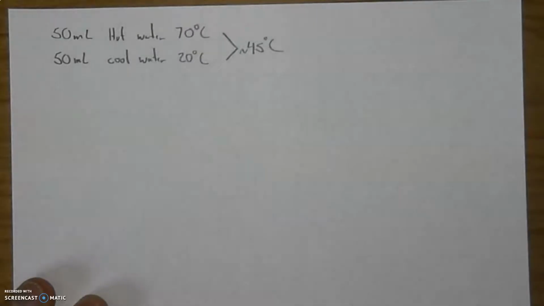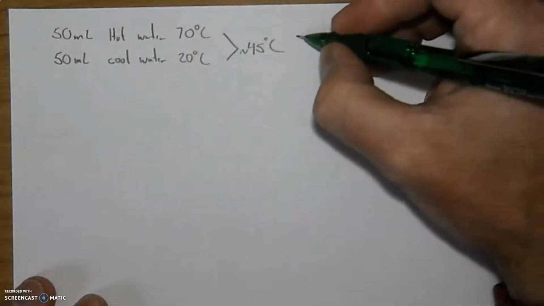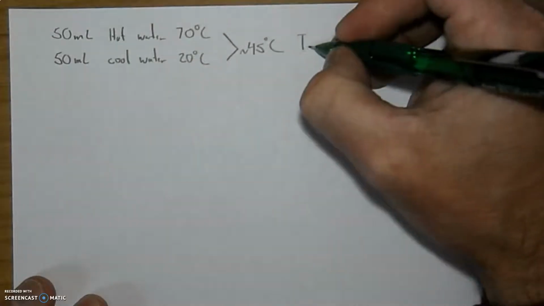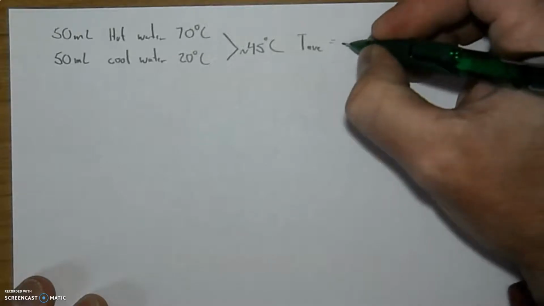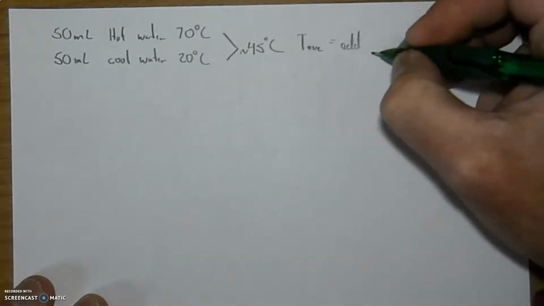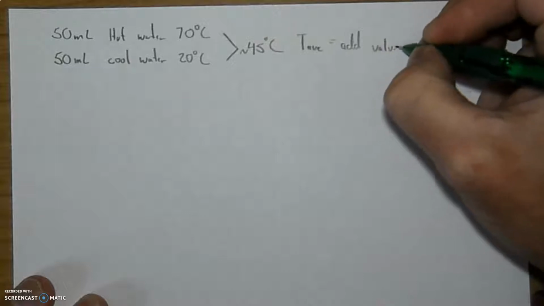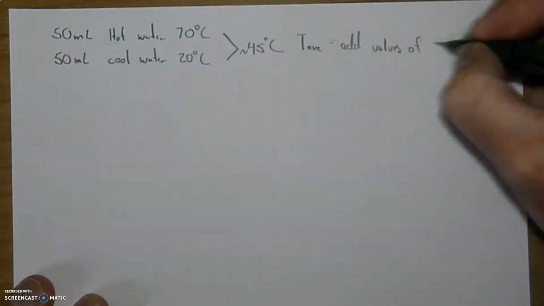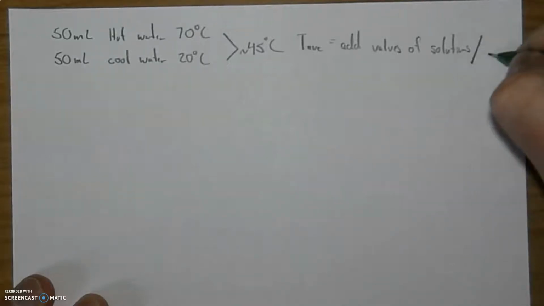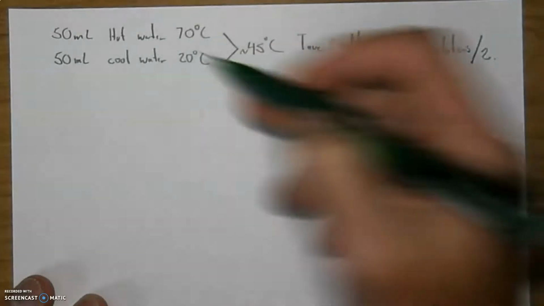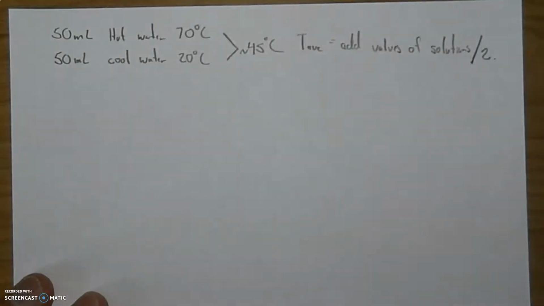And I'm going to give that a name. I'm going to call that T average. So again, what I'm doing here is adding the values of the solutions, and then I just divide by 2. So the average divided by 2. Easy enough.